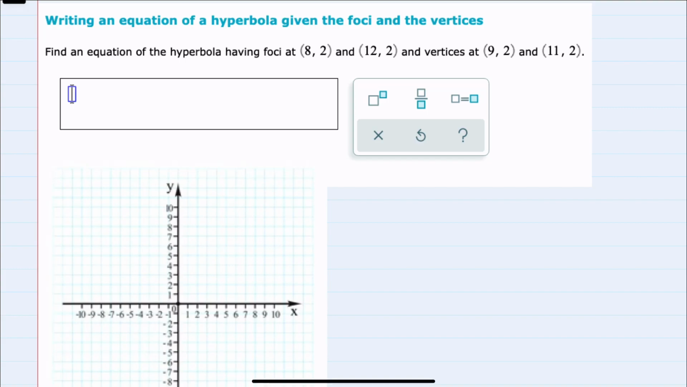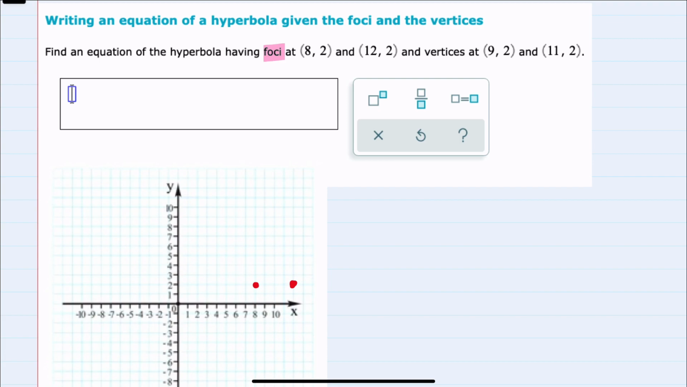In this video, I'll be helping you with the ALEKS problem type called writing an equation of a hyperbola given the foci and the vertices. I've included a graph here because I'd like to start by graphing the information given. We have foci at (8, 2) and (12, 2).